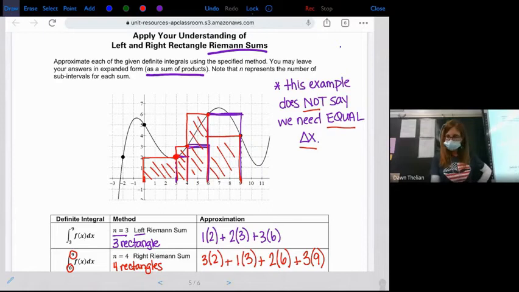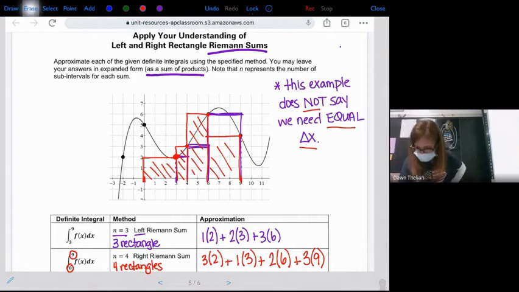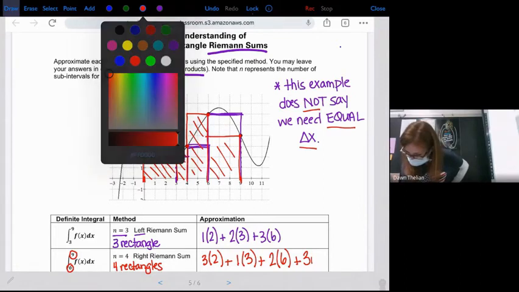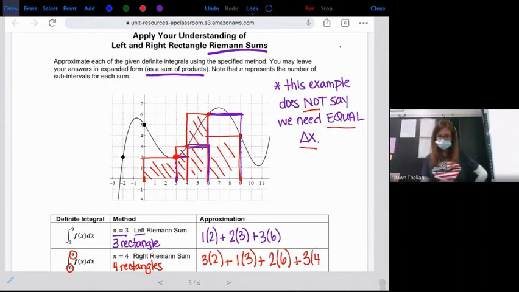Josh. Which one? The last one should be 3 times 4. Yes. Good catch. Other questions?